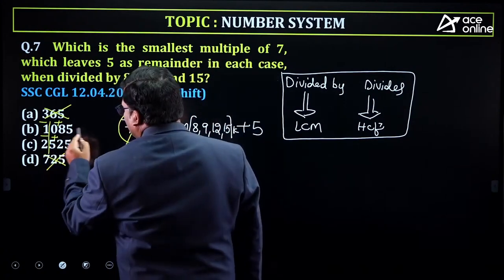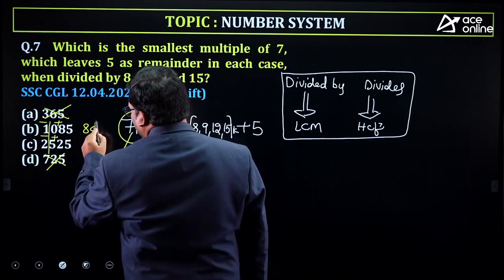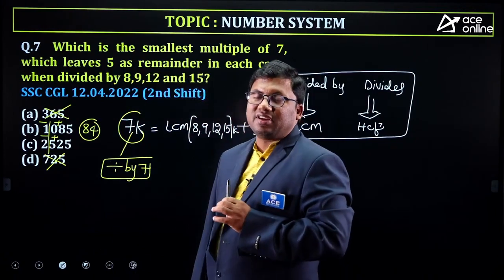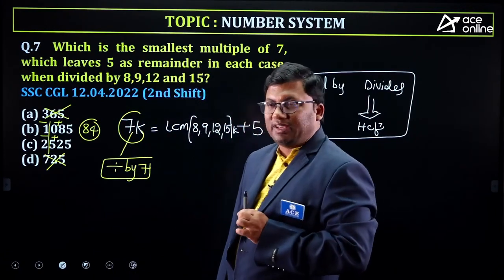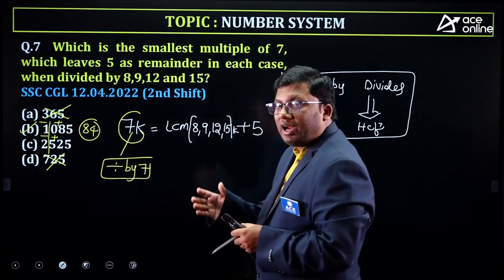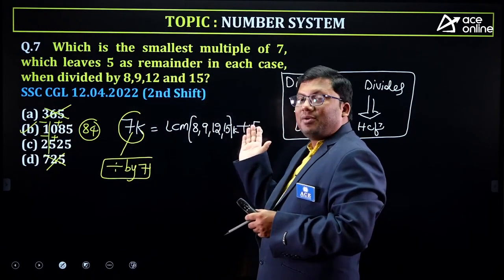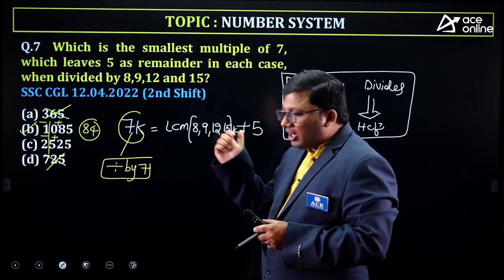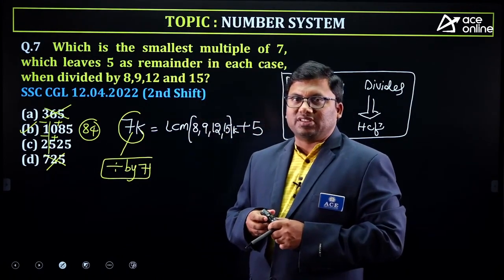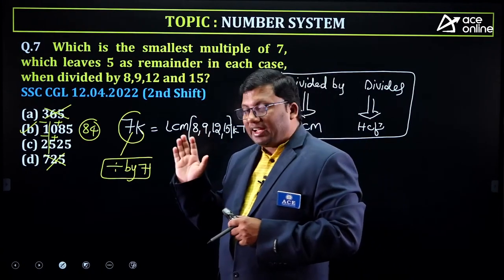725 is not divisible. 85 minus 1 is 84. 84 is divisible by 7. So the answer for this question is option B. You need not do this whole process, because only one option is divisible by 7. Right? I hope the idea is clear.